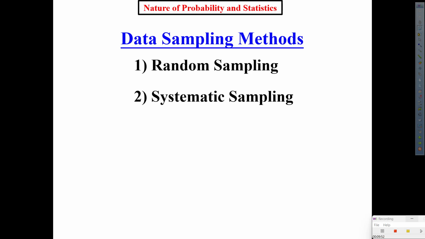Now, another way to collect data is what we call data sampling methods. There's four types. Don't write these down yet. Random sampling. The other called systematic sampling. Another one's called stratified sampling. And one more is called cluster sampling. Those are the four types.